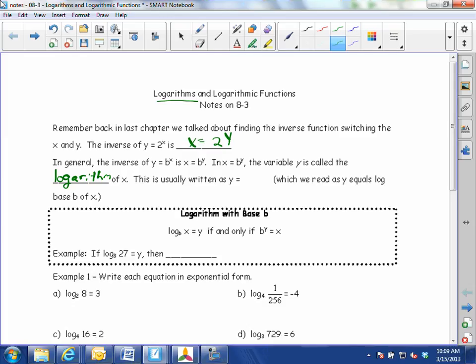Okay, the logarithm of x. Okay, so usually we write it like this. When we write y equals, and then we write the word log. Okay, and then we make a little subscript b, and then we put the x. And x is the same height as log.